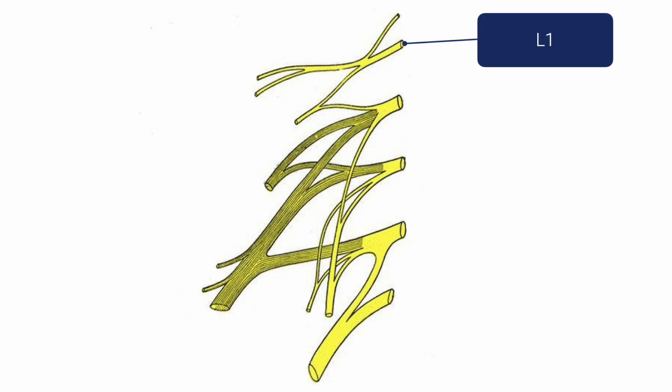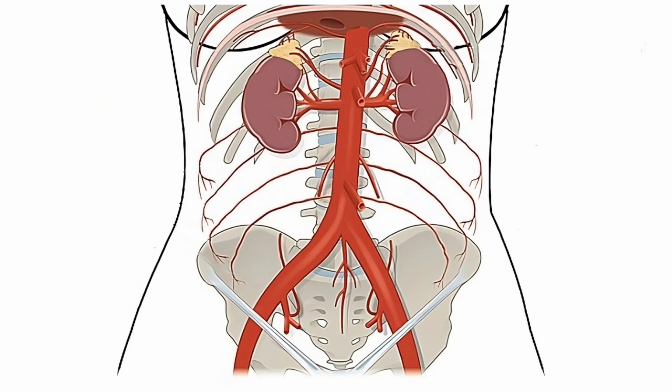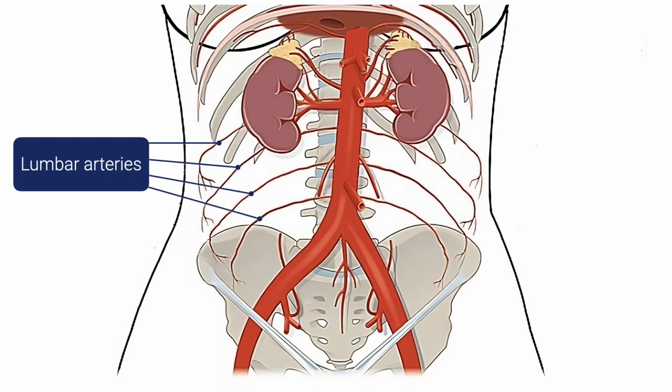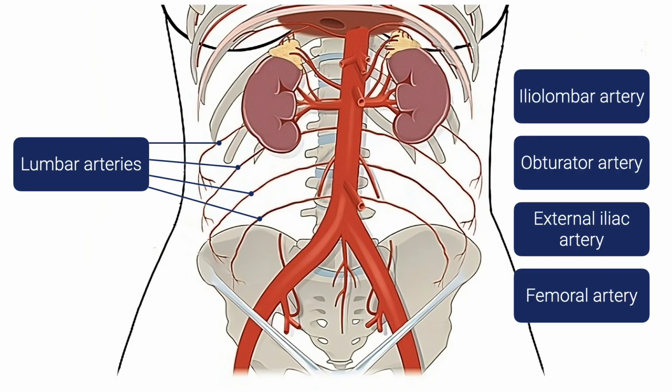Innervation of the psoas minor muscle is primarily provided by the anterior ramus of spinal nerve L1, though some sources also include the anterior ramus of spinal nerve L2 as part of the muscle's innervation. The primary blood supply to the muscle comes from the lumbar arteries. However, it also receives blood from branches of the iliolumbar, obturator, external iliac, and femoral arteries.